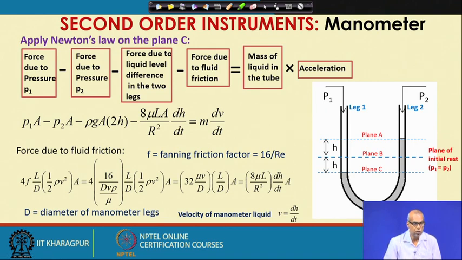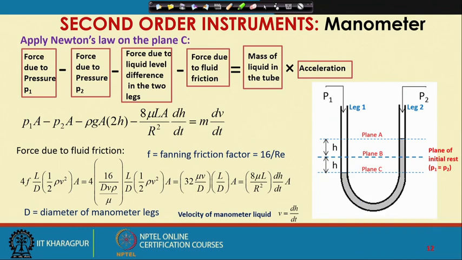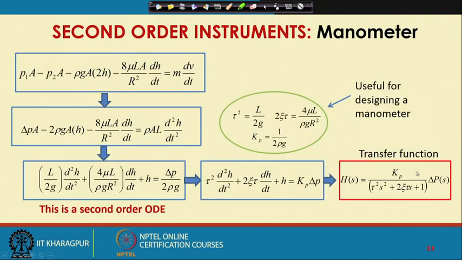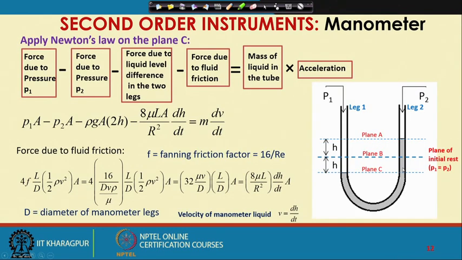So, now let us apply Newton's law on the plane C. We can write the force balance equation as: force due to pressure P1, minus force due to pressure P2, minus force due to liquid level difference in the two legs, minus force due to fluid friction, equals the mass of liquid in the tube times acceleration. So, the sum of all these forces equals m times a.